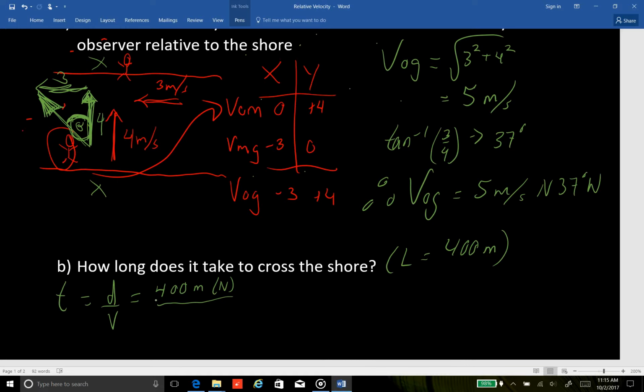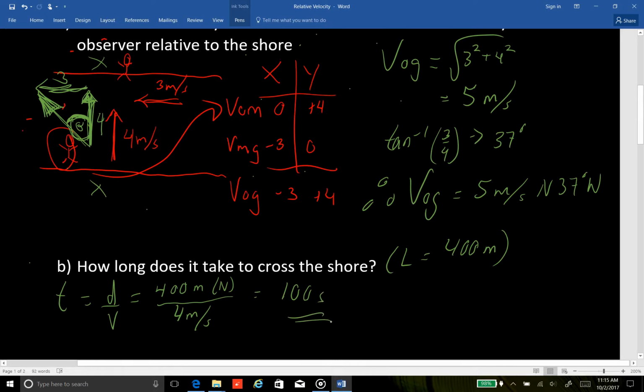So I got to use the velocity of points along the y-axis. In this case, it would only be the swimmer's speed relative to the water, which is 4. So it would be 400 over 4. Now, that will give us 100 seconds.